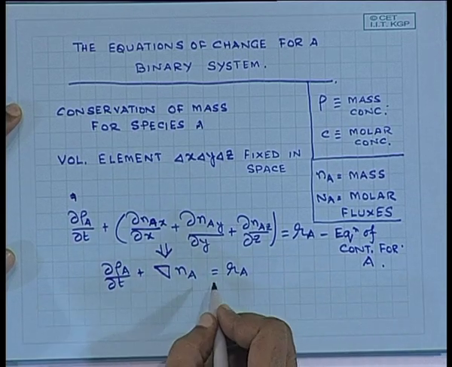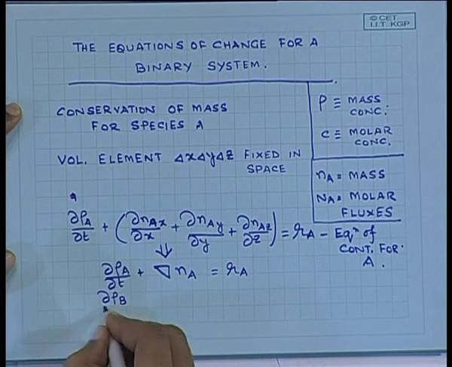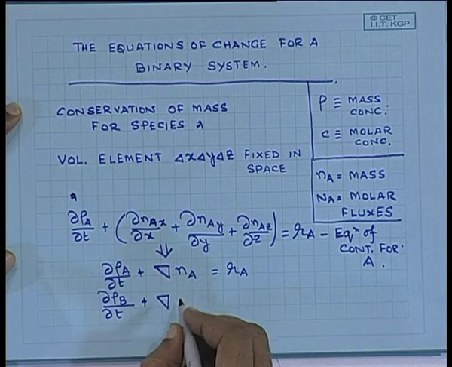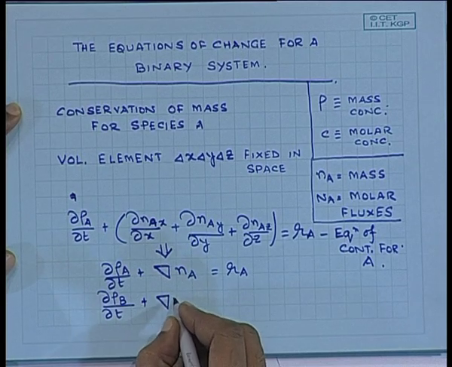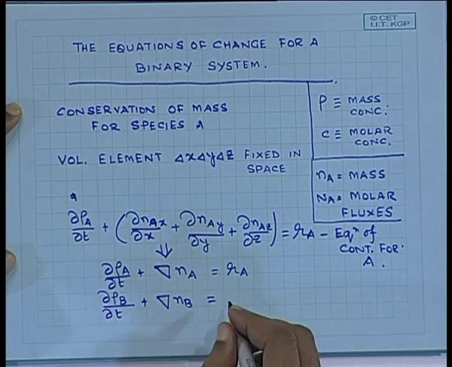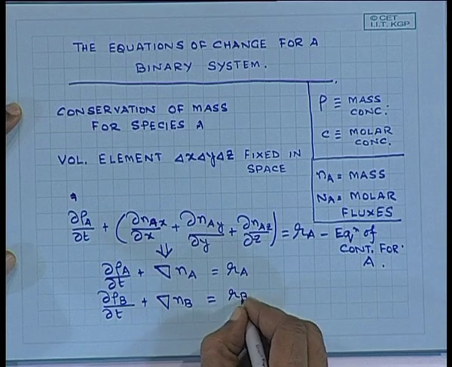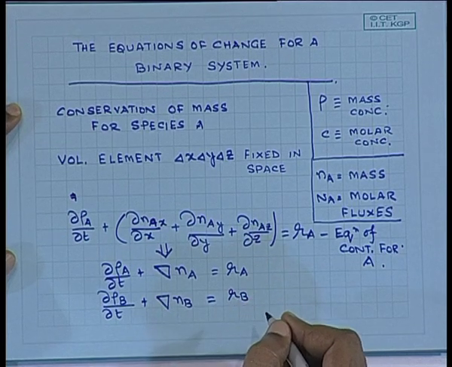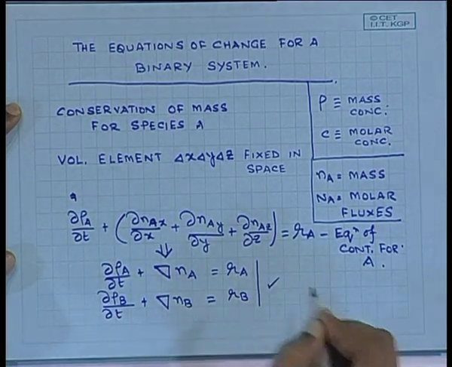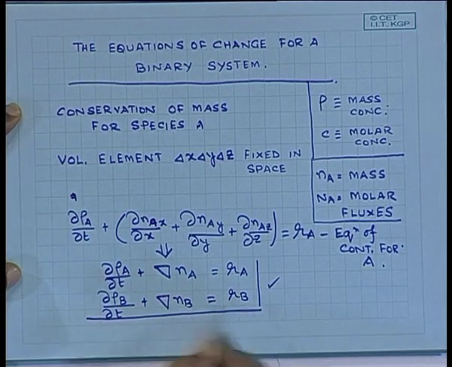So, if I can write this expression for A, I can similarly write the expression for B. So, change in mass concentration of B inside the control volume fixed in space is a result of mass flux of B into the control volume and the reaction rate with which B is being produced or destroyed. So, these two equations are going to be useful for us. What happens if we add them up?